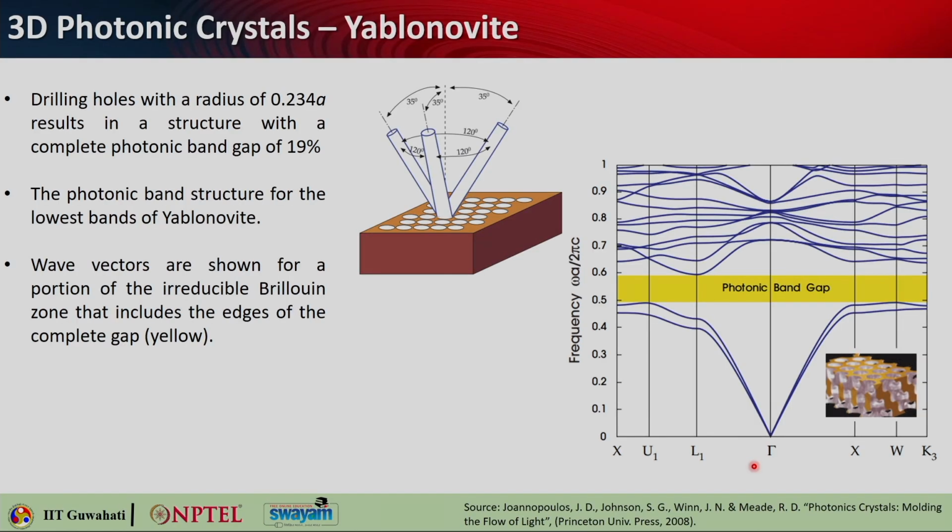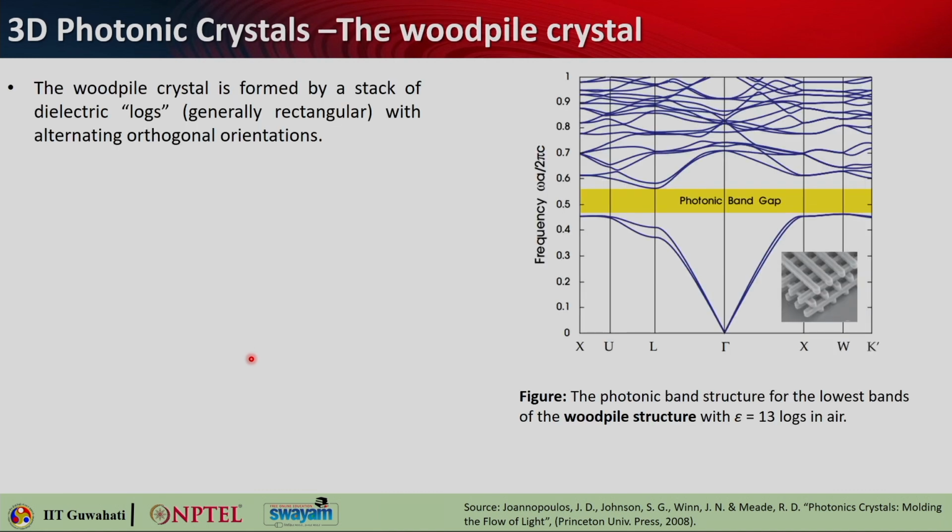So, it is not very simple to imagine. It is a pretty complicated structure, but this gave a very good band gap, as you can see over here, right. So, drilling holes, what was the size? The radius was taken as 0.234 A, and that could give you a photonic band gap of around 19%. Okay. Now, the photonic band structure for the lowest bands of Yablonovite, and the wave vectors are shown here. They are basically for the portion of the irreducible Brillouin zone, right. So, we have already discussed this.